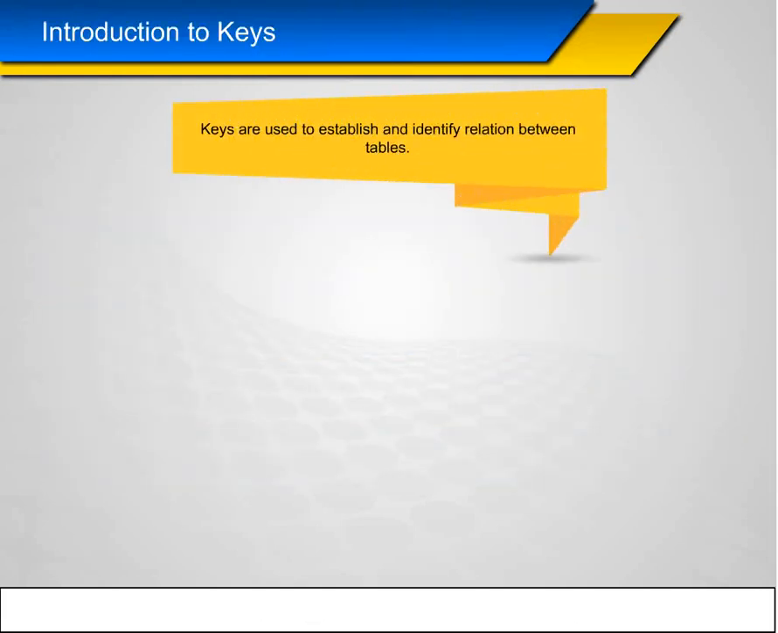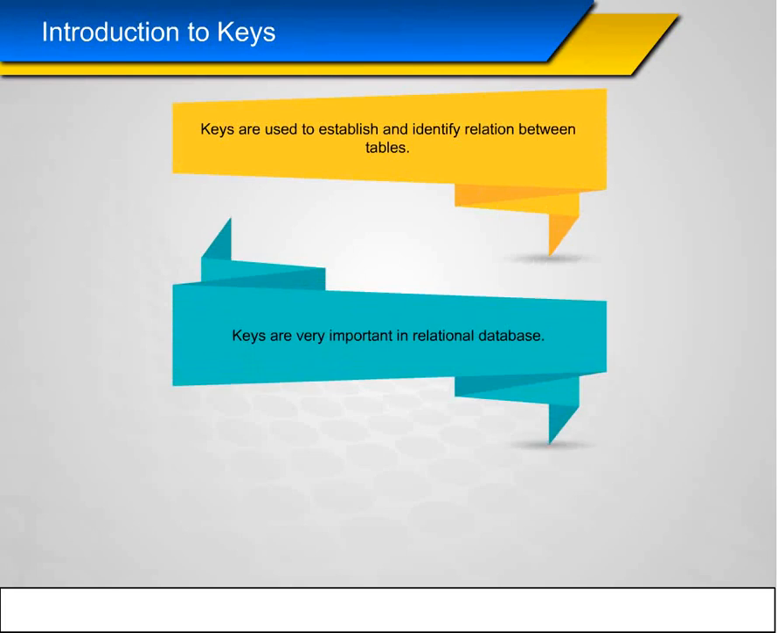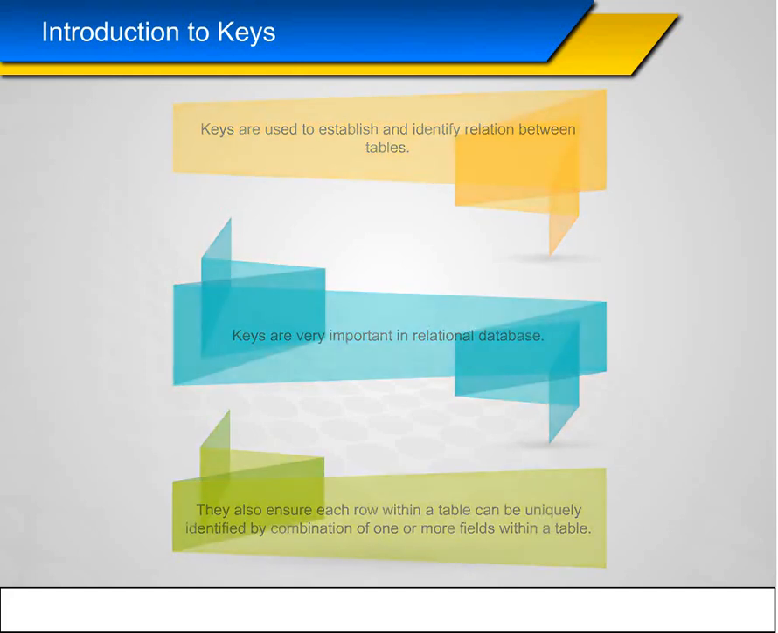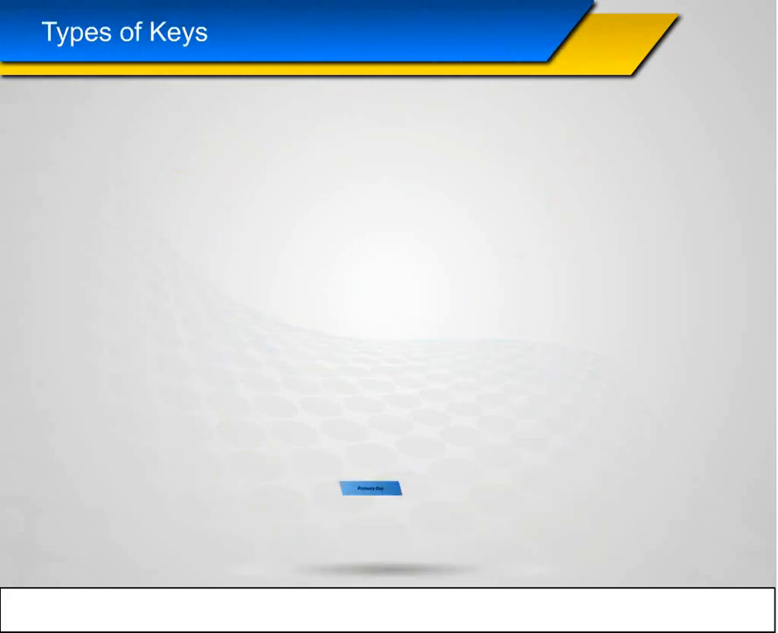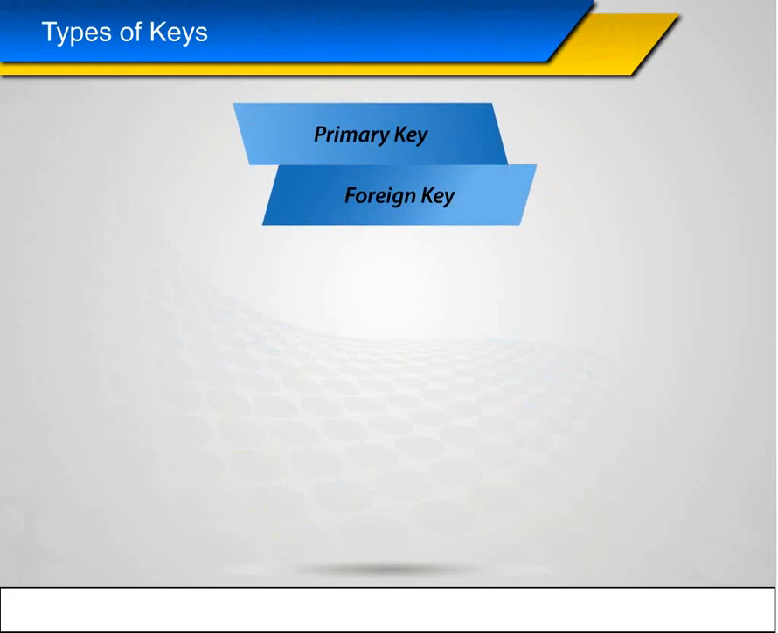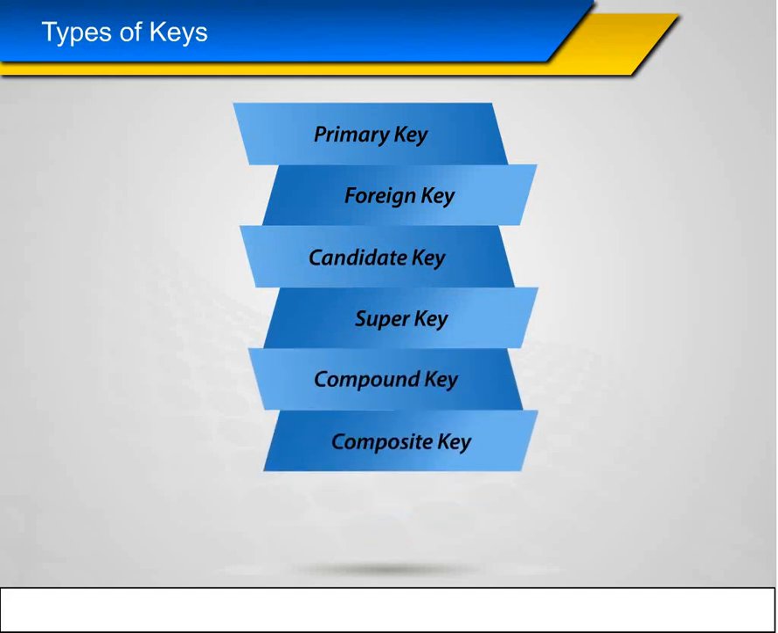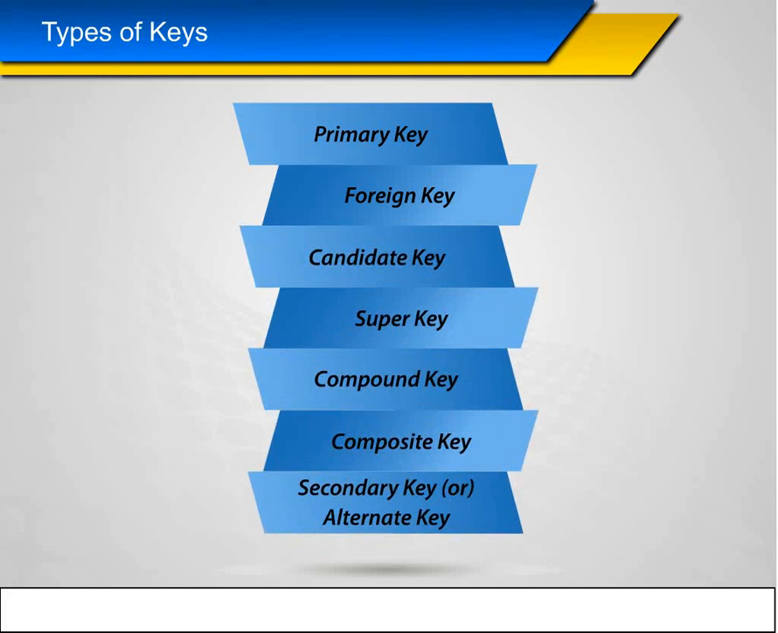Keys. Keys are used to establish and identify relations between tables. Keys are very important in a relational database. They also ensure each row within a table can be uniquely identified by a combination of one or more fields within a table. Types of keys: primary key, foreign key, candidate key, super key, compound key, composite key, secondary key or alternate key.